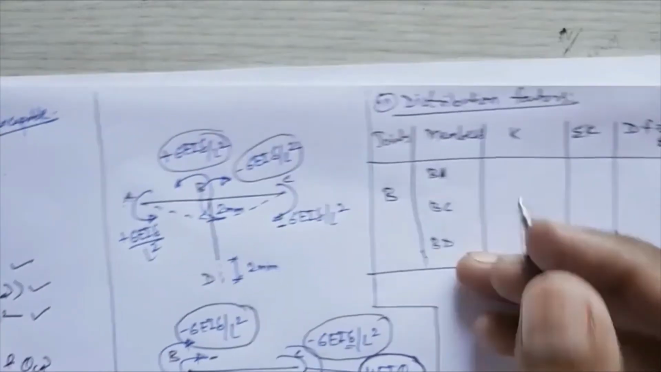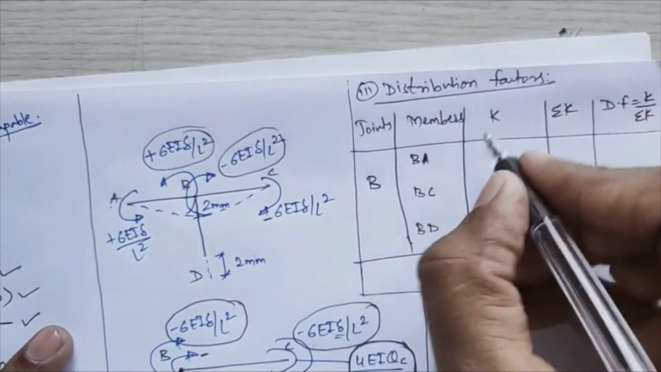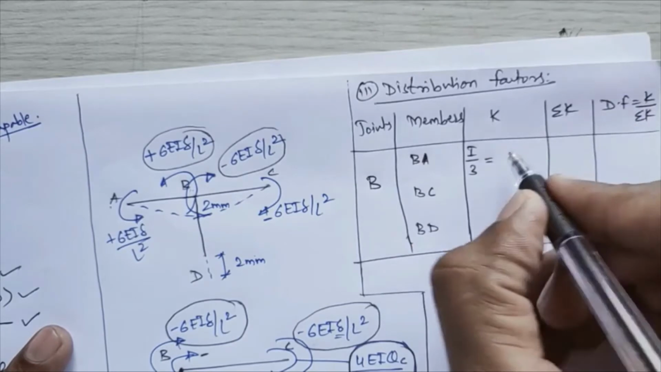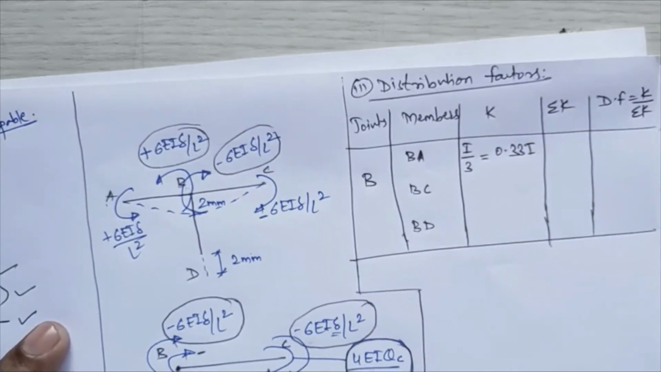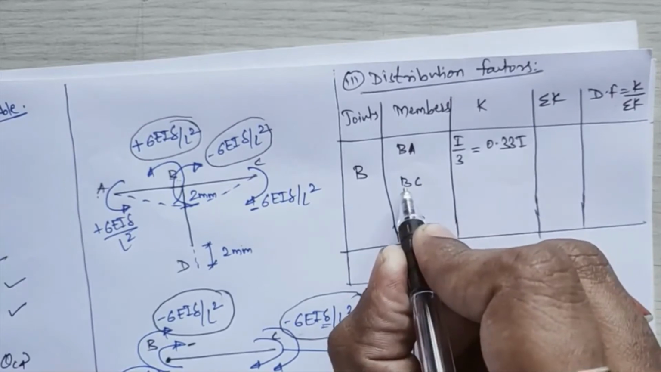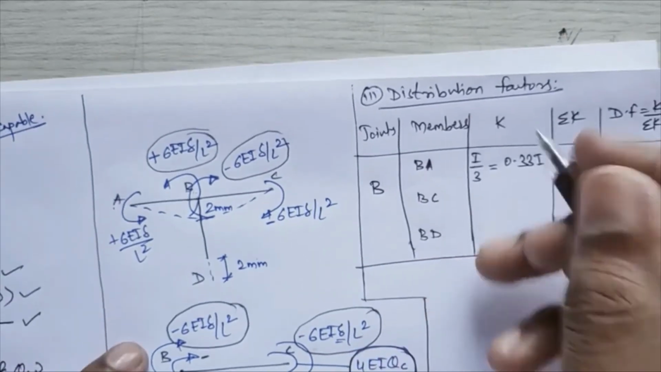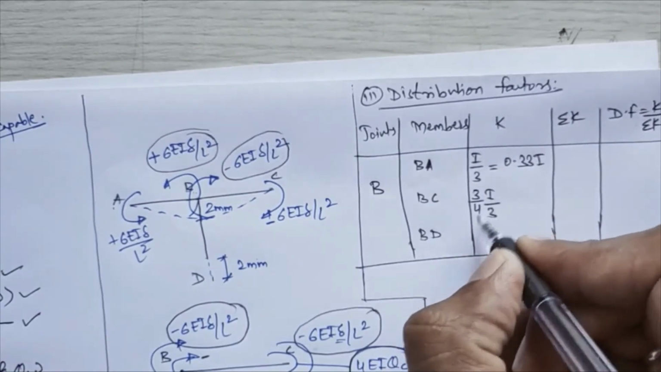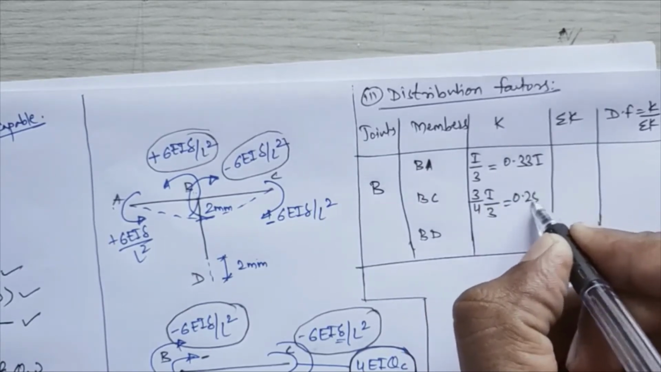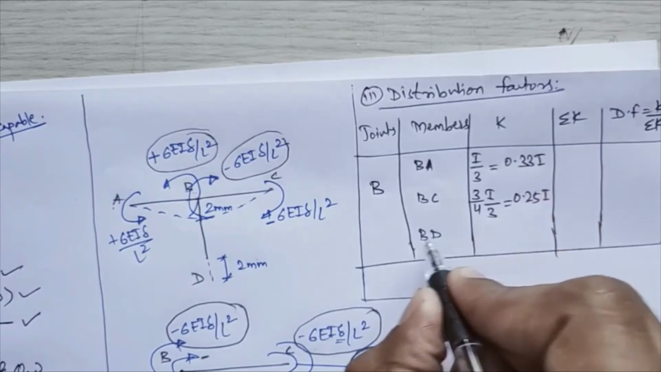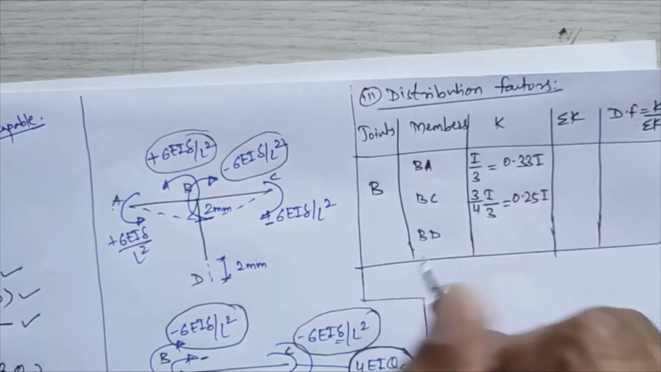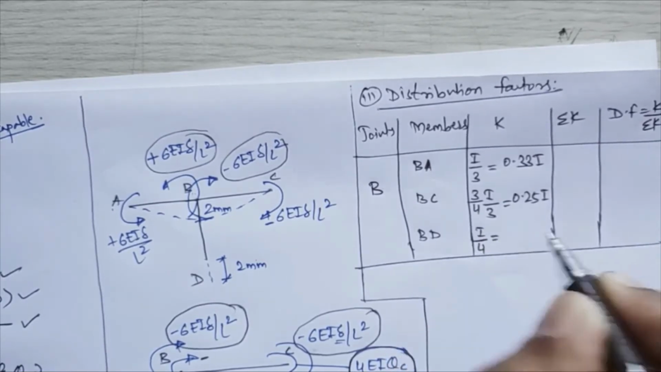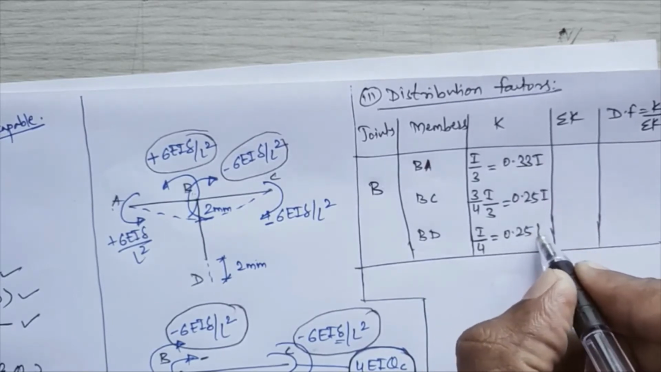Okay, so if you take the first one, moment is transferred from B to A, which is the capable joint, so relative stiffness comes equal to I by L. L for BA is 3, so I by 3, that comes equal to 0.33 of I. Then for BC, moment is transferred from B to C, but the C joint is incapable, so that comes equal to 3 by 4 of I by L. L is 3, so 3 gets cancelled, I by 4 remaining, so that comes equal to 0.25 of I. And the last, moment is transferred from B to D. D is a capable support, so relative stiffness is again I by L, but L here is 4 meter, so I by 4, that comes equal to 0.25 of I.